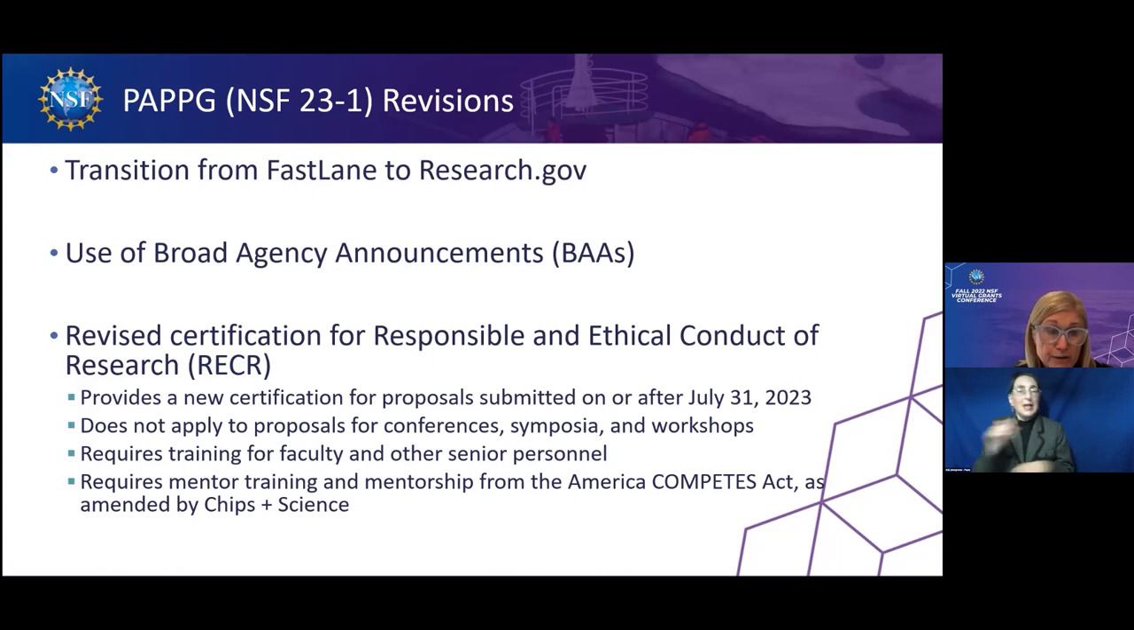It's important to emphasize that active proposals that were originally submitted in Fastlane prior to this implementation date will continue to be available to the proposer for use in submission of both proposal file updates as well as budgetary limitations. But let me emphasize that this is for a limited period. All new proposals, again, will be required to be submitted in research.gov as of the January 30th date. And I will be talking more about the transition to research.gov later in the presentation.